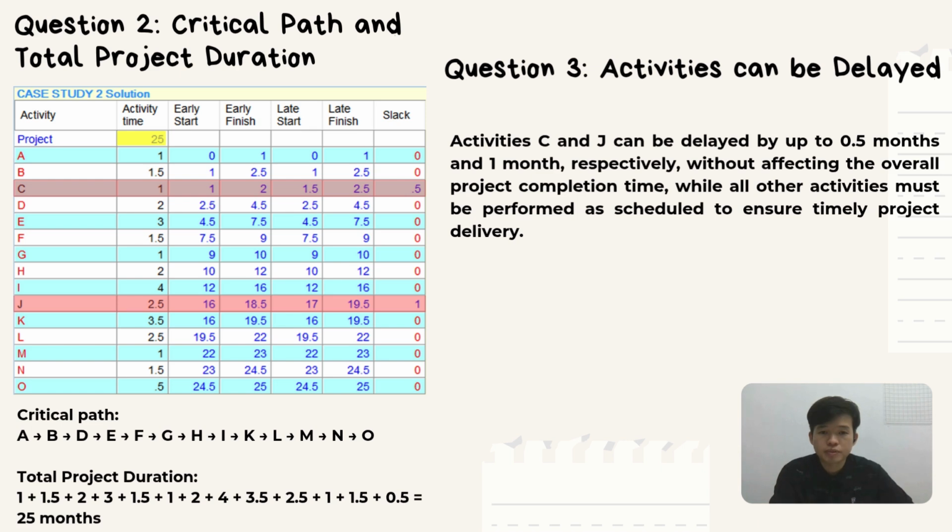For question 3, activities C and J can be delayed by up to 0.5 months and 1 month respectively without affecting the overall project completion time, while all other activities must be performed as scheduled to ensure timely project delivery.